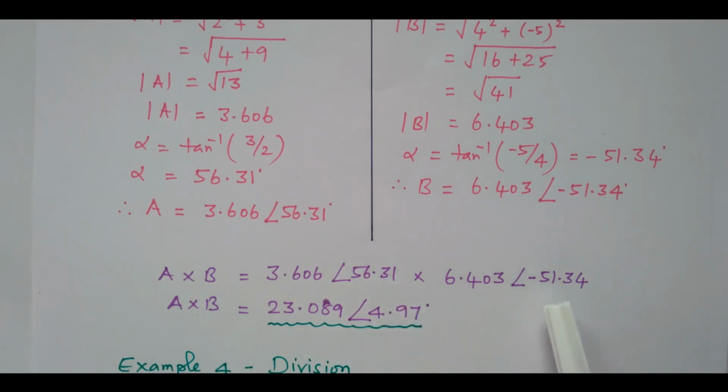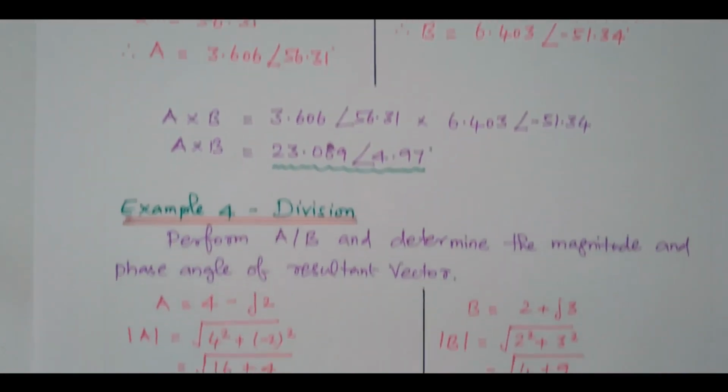56.31 is added with minus 51.34. Since the negative is already there, it becomes subtraction. So it is 4.97. The general format is that we add both the angles for multiplication. So now we got 23.089 with an angle of 4.97, the multiplication of A and B. Now we will go to the next example, the division.